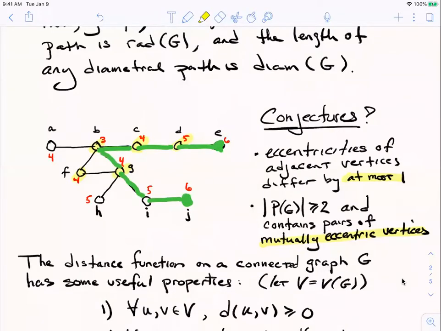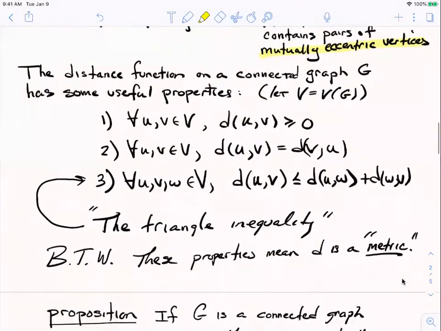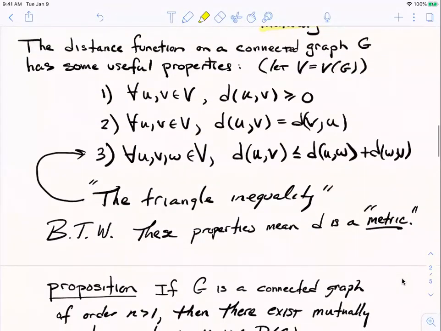Okay. The proof is going to use a little bit of a technical property of a distance function. I'm not going to prove this property right now. I'm actually kind of hoping you will. There are three properties really, and I'm hoping you'll prove all three. This distance function is the number of edges on the shortest path between two vertices. It has some useful properties. For shorthand, I'll denote by V the vertex set of the graph, so I don't have to write so much.